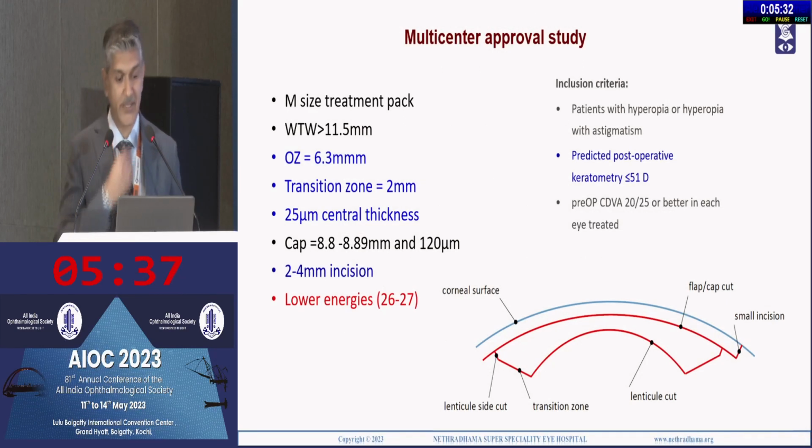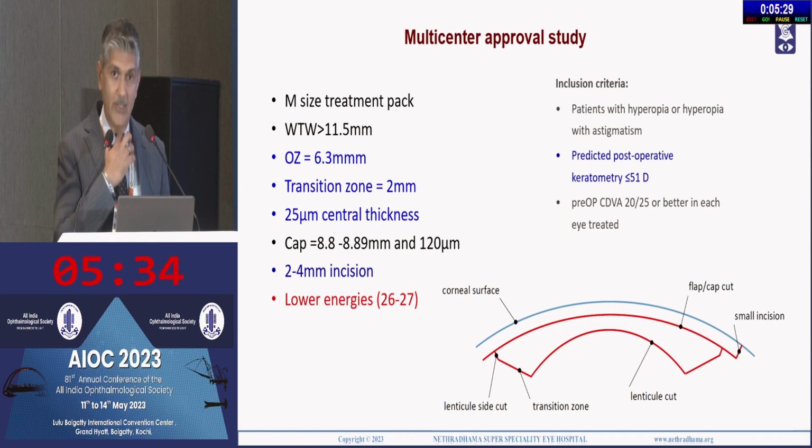So in this multicentric trial, we used an M size pack. You can't use an S pack because you have a larger ablation zone. The white to white had to be more than 11.5 millimeters. We used an optical zone of 6.3 mm, a transition zone of 2 millimeters. Central thickness was 25 microns, and the cap was 8.8 to 8.9 mm, and we used a 120 micron cap, and we used an incision of 2 to 4 millimeters, and we used lower energies. The average energies in the centers were between 26 to 27.